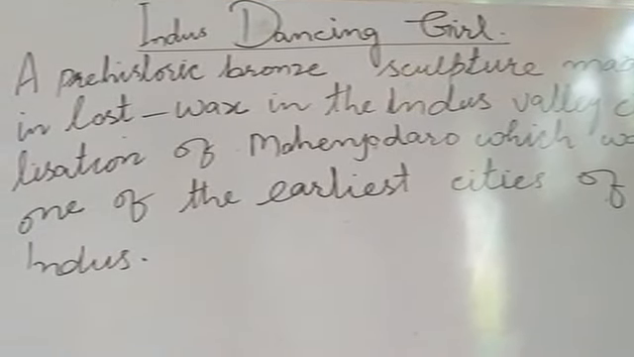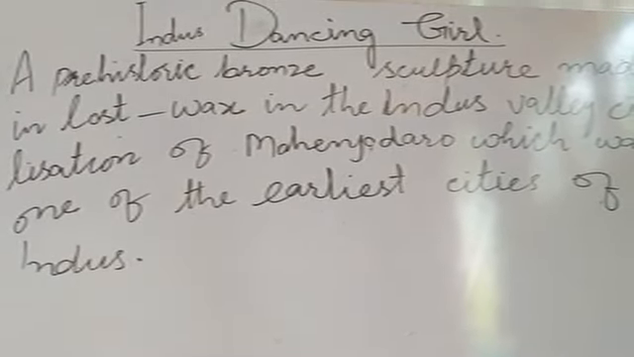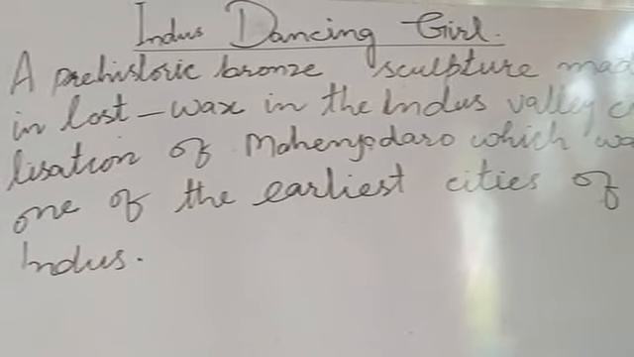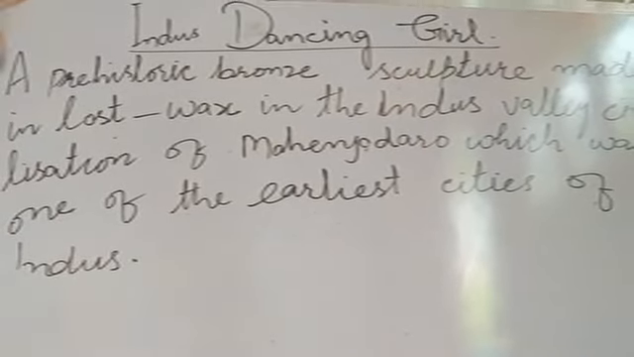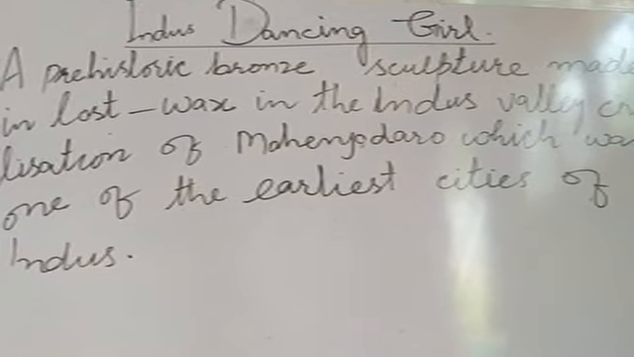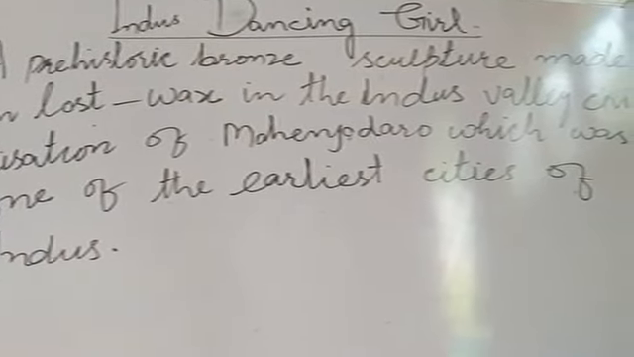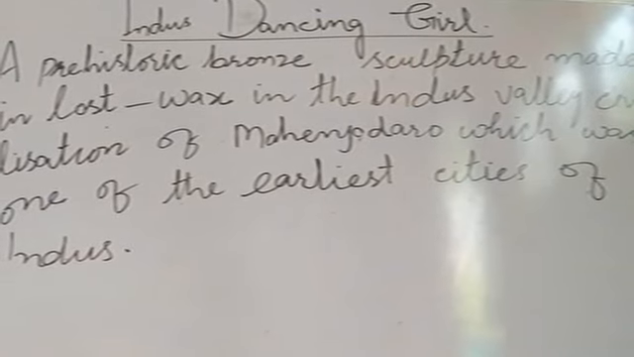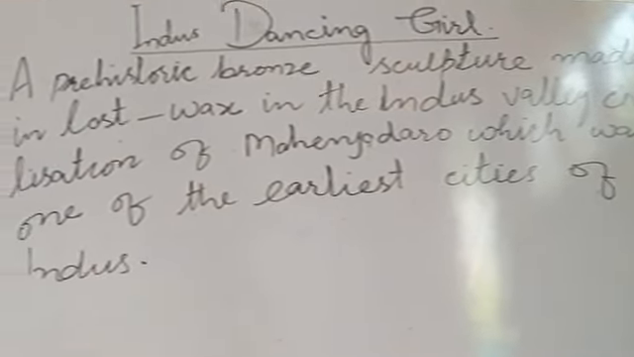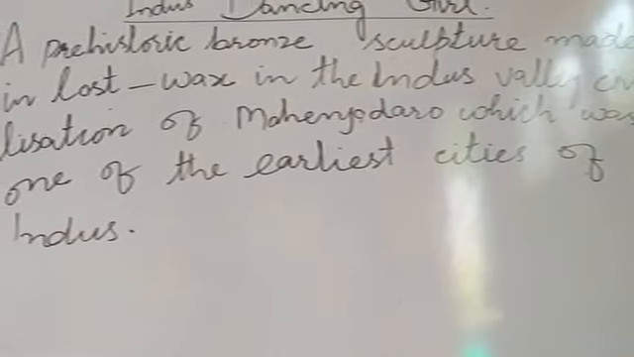Indus Dancing Girl is the title of the lesson, class 5th, English. Indus Dancing Girl is a prehistoric bronze sculpture made by lost wax casting in the Indus Valley civilization of Mohenjo-daro, which was one of the earliest cities of the Indus.